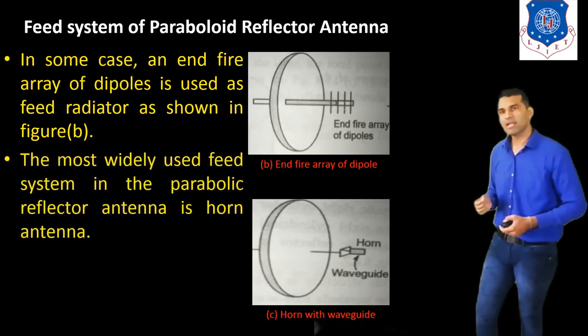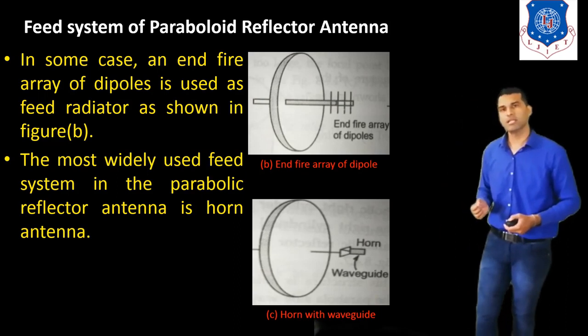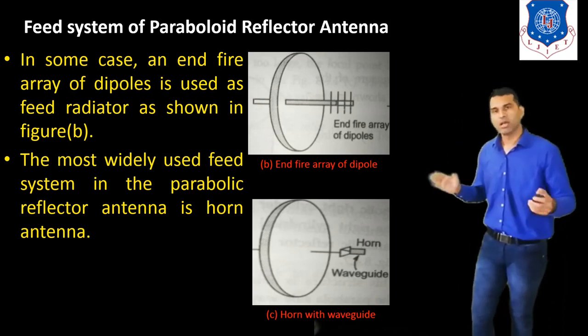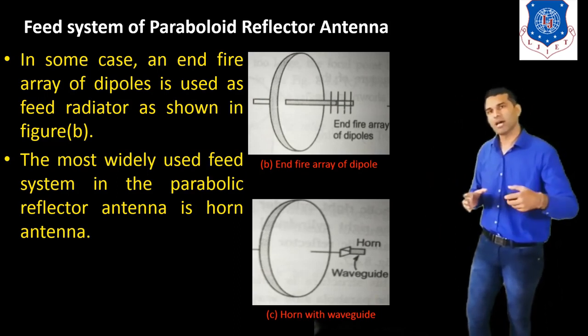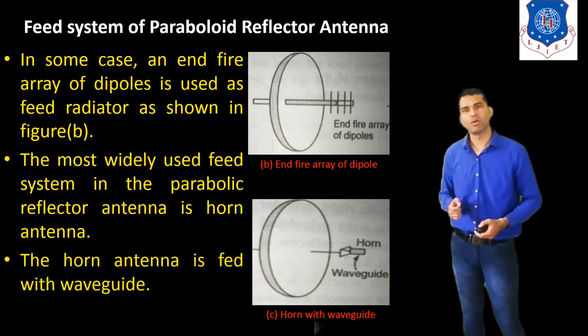The most widely used feed system in the parabolic reflector antenna is the horn antenna. Mostly in dish TV we have seen the reflector with the horn antenna used. The horn antenna is fed with a waveguide.